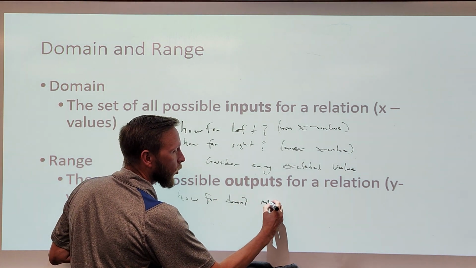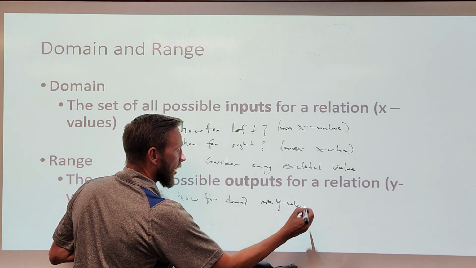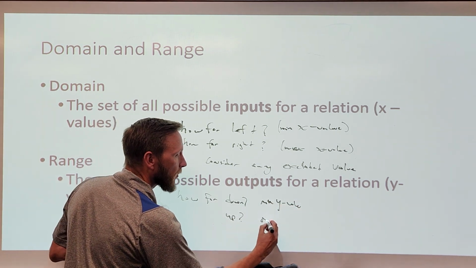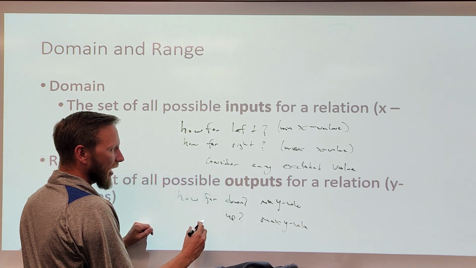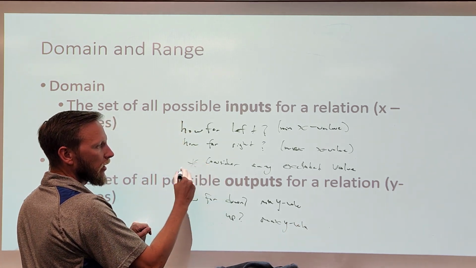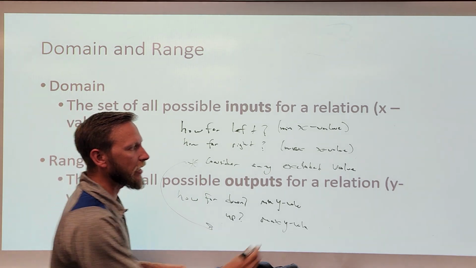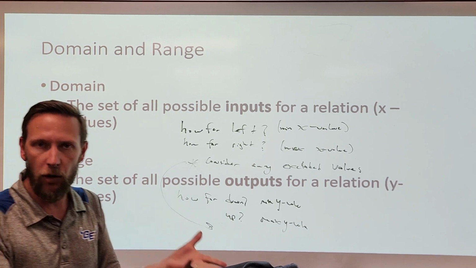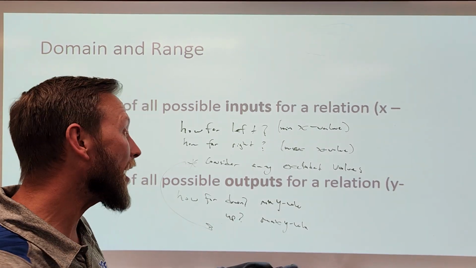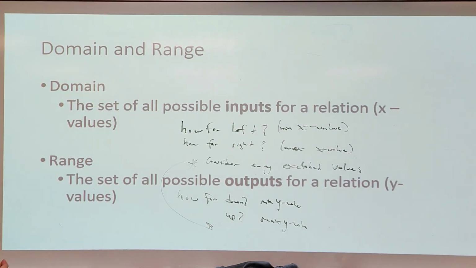That's your minimum y value. How far up? That's your maximum y value. And then you might want to ask the question, consider any excluded values. Is there anything that is left out that y is not allowed to equal? Sometimes you'll see that when you're graphing, but if you're just looking at an equation, it might be a little more difficult to manage that.